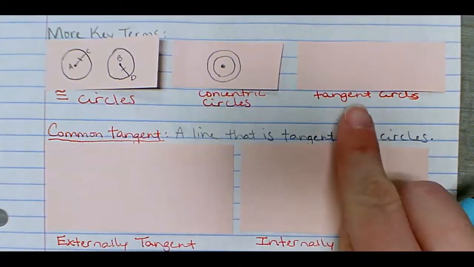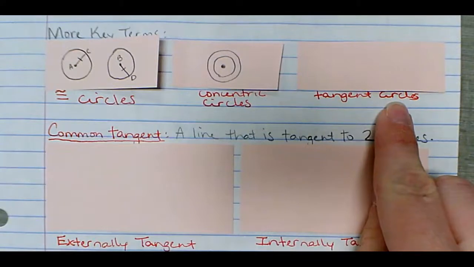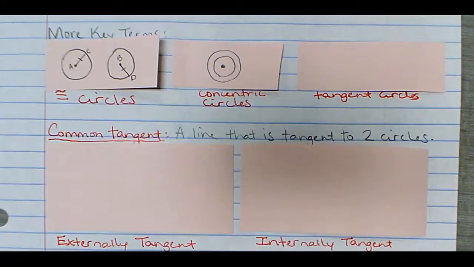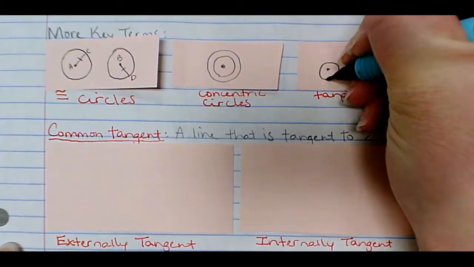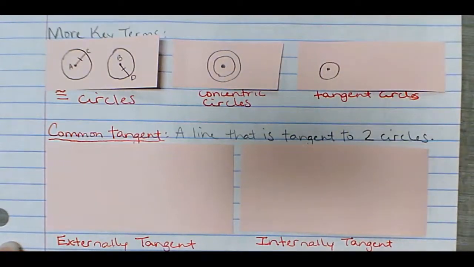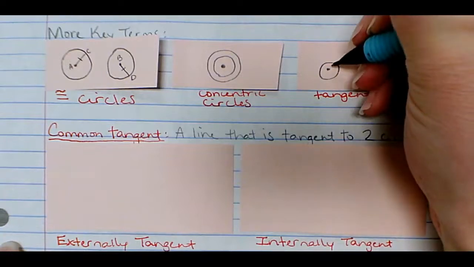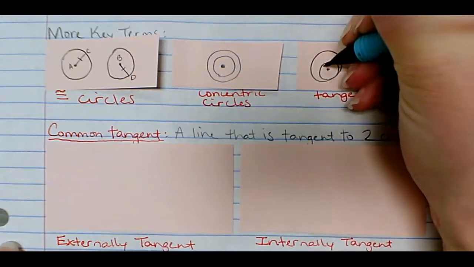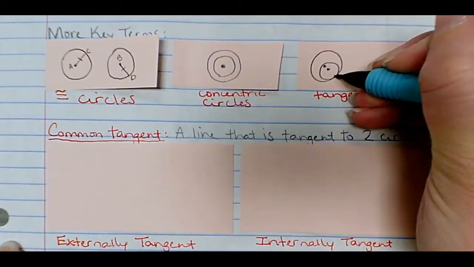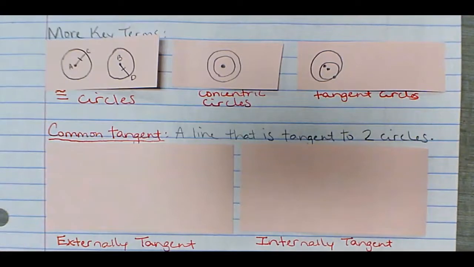And then finally we have tangent circles. Remember from before that tangent meant that it was only touching at 1 point. So a tangent was a line touching a circle at only 1 point. Well, tangent circles only touch each other at 1 point. So if I have a small circle right here, perhaps I have a larger circle that's only touching at 1 point, and its center is here, and here's its point of tangency.